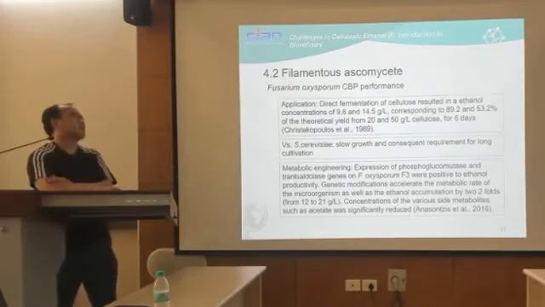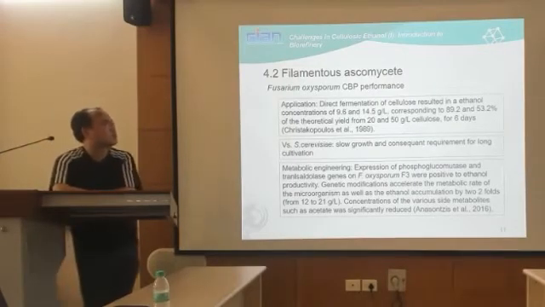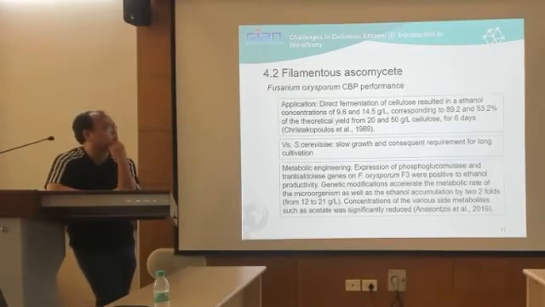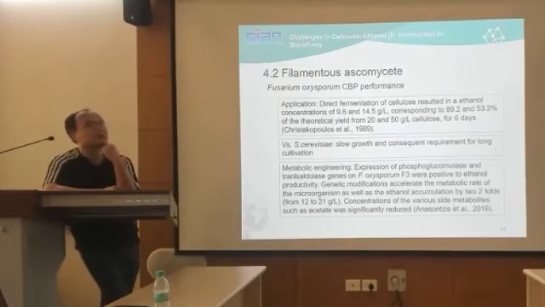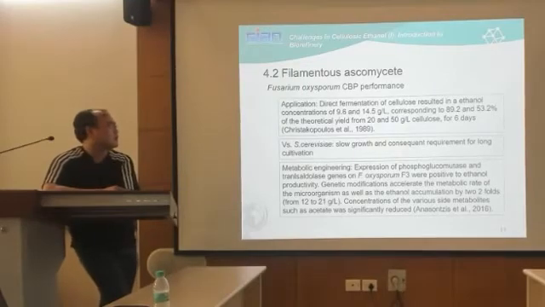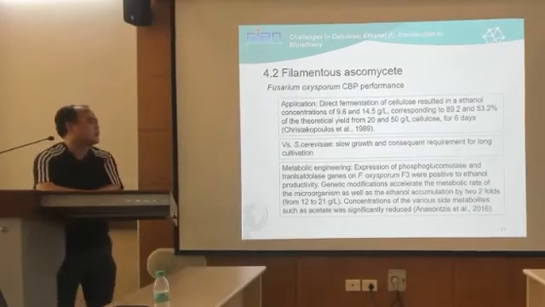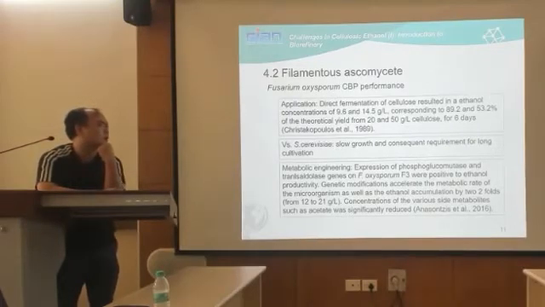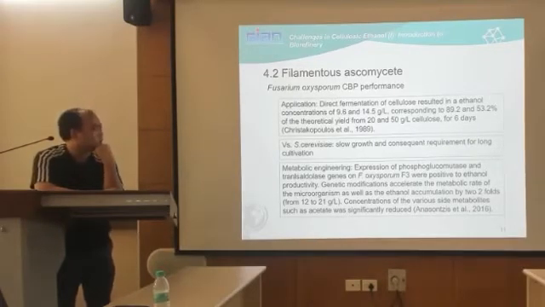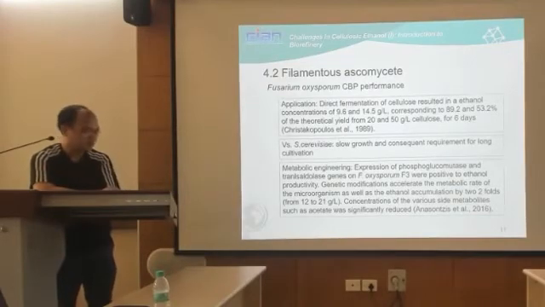So for the stability performance, the direct fermentation of cellulose resulted in an ethanol concentration of 9.6 and 40.5. It is a very old strain, and it requires 6 days. Compared with the yeast, it grows very slowly and consequently requires a long cultivation time. Right?